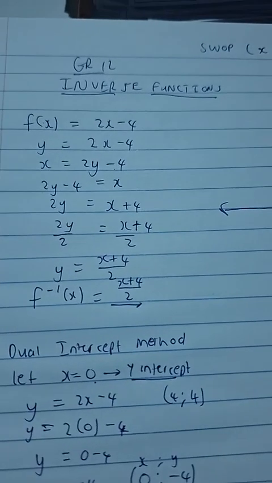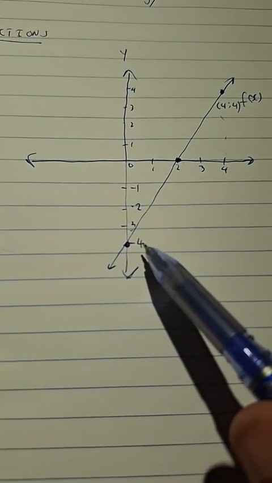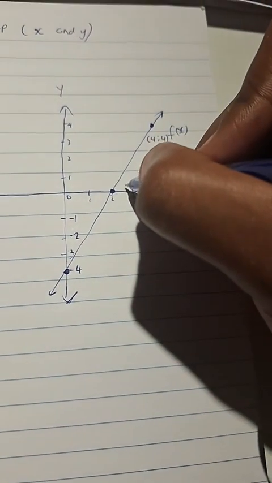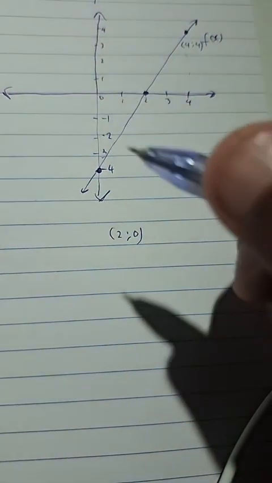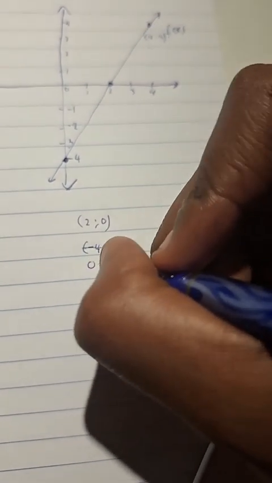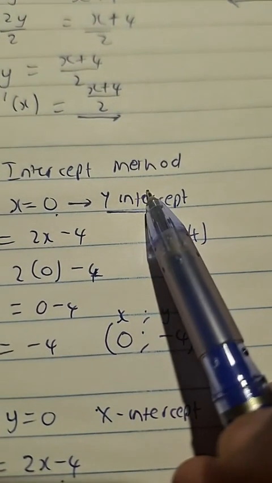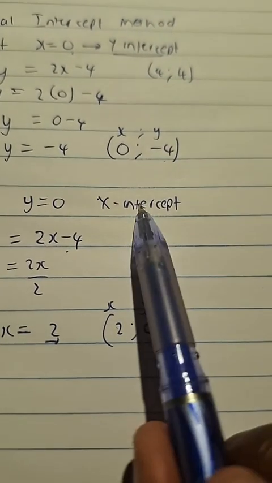So I want us to think about this a little bit more. If we are always swapping our x and y, this is what it simply means. Remember, for the function, we had 2 and 0. For the function, we also had 0 and -4. Our 0 and -4 were our y-intercept, whereas our 2 and 0 were our x-intercept.